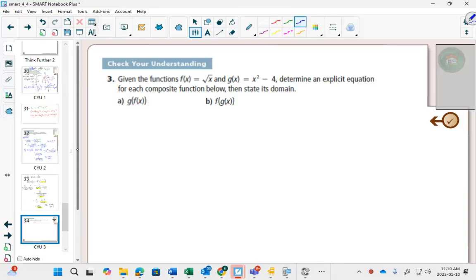We have the functions f of x, which is a square root graph, and g of x, which is a parabola, and we want to determine an explicit equation for g of f of x in A. So, first of all, f of x is the square root of x. That gets plugged in to g.